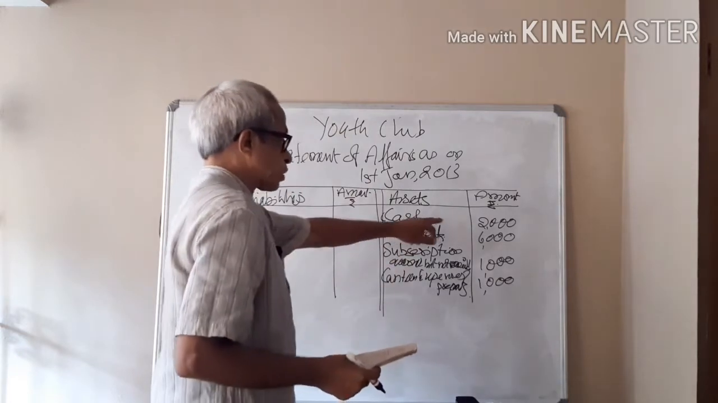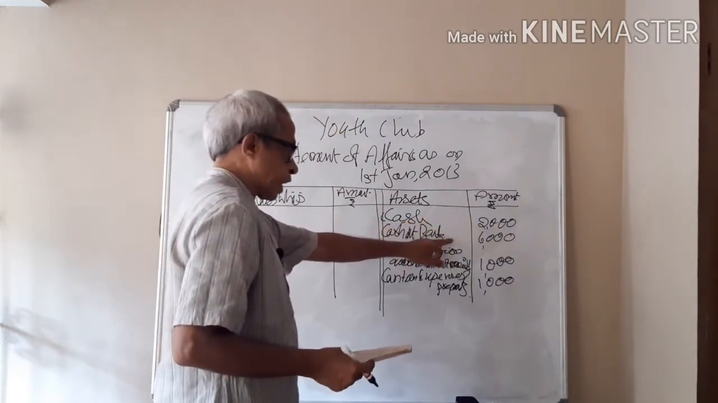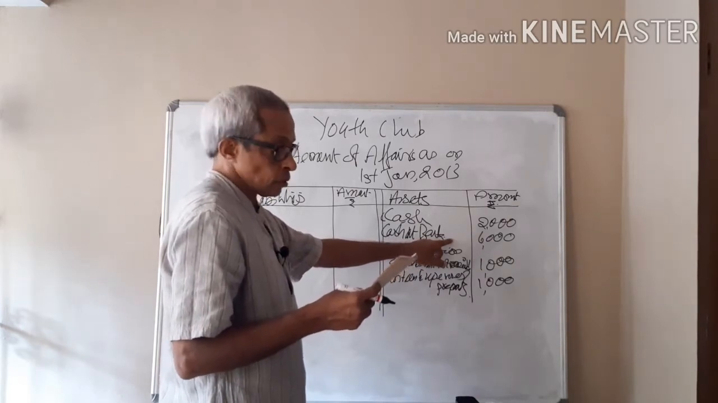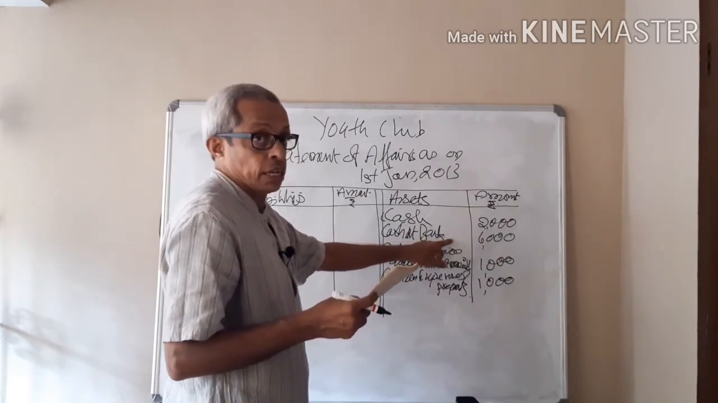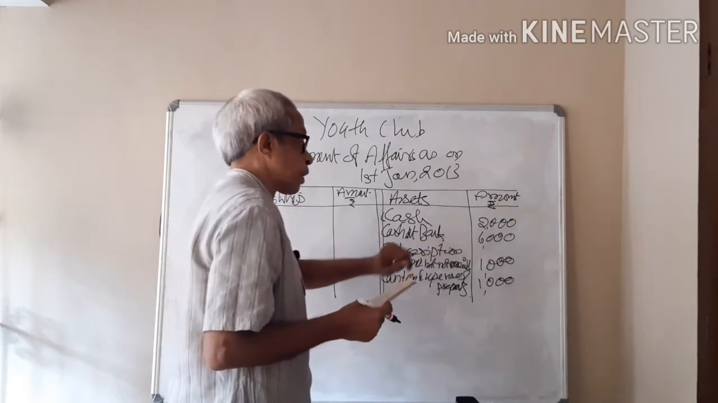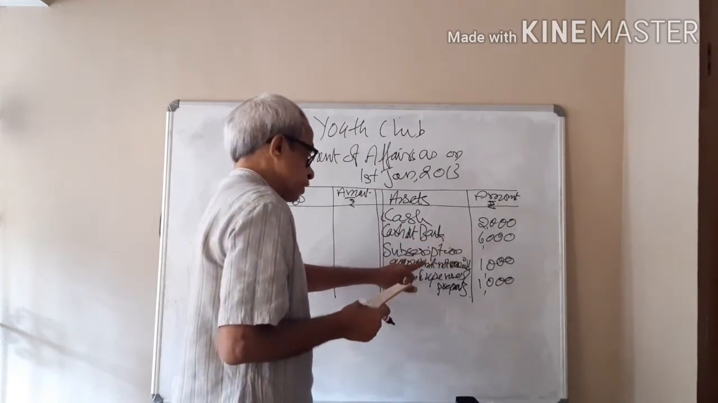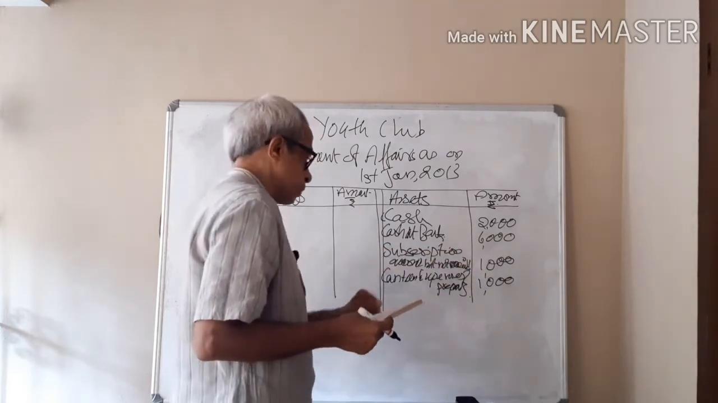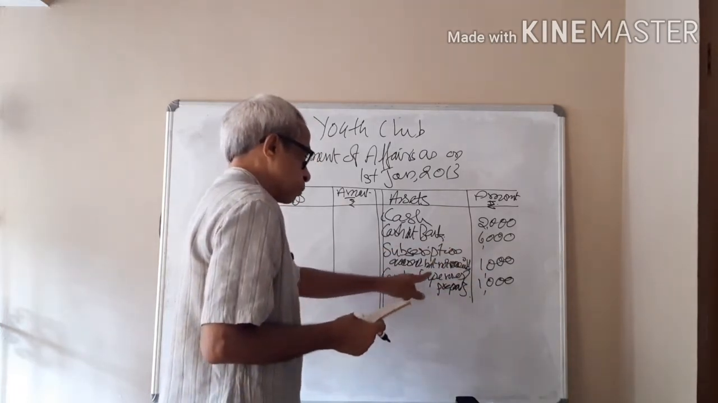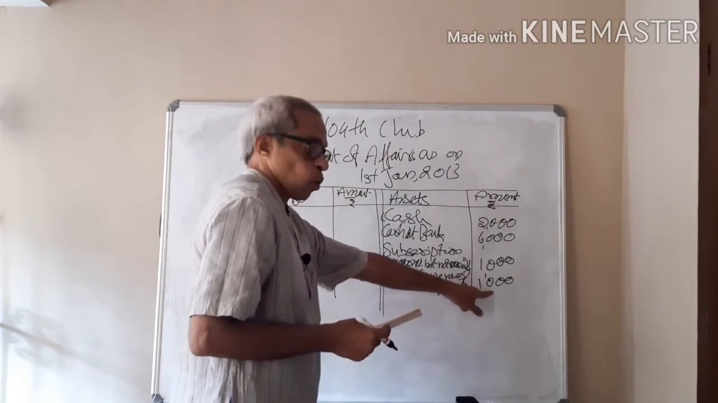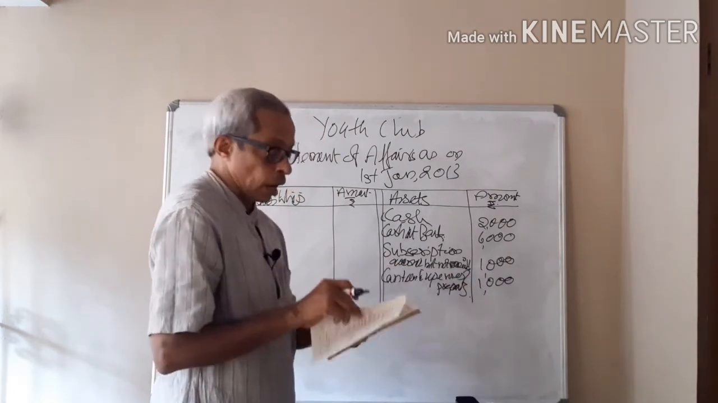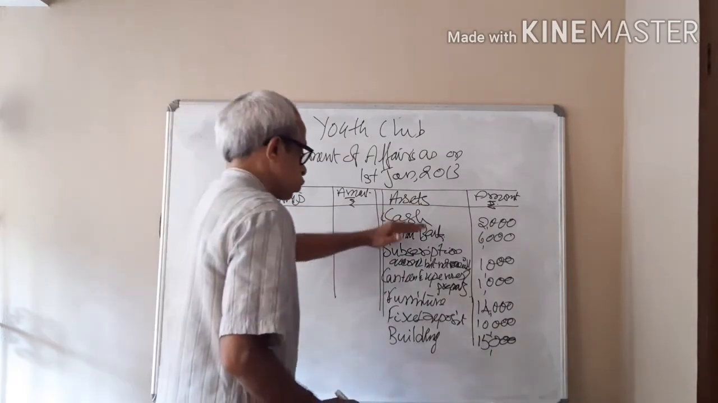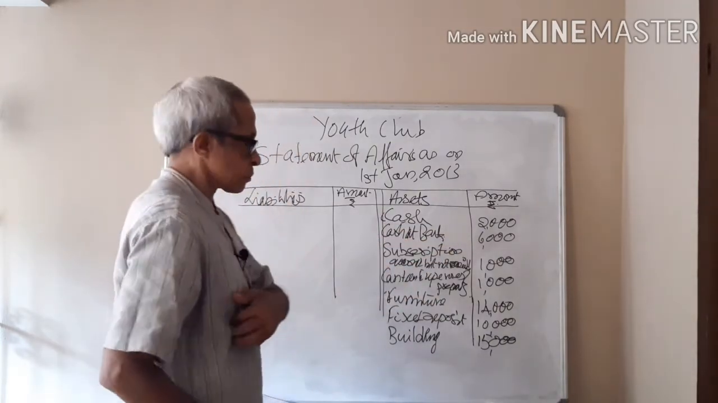So cash in hand and the cash at bank as on the opening date is given on the receipt side of receipts and payments account. Then subscription accrued but not received, that is 1000, that is on the adjustment. Then canteen expenses prepaid, that is 1000, that is also from adjustments. These are the items to be shown on the asset side of the balance sheet.